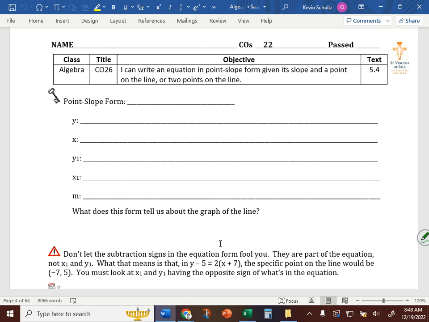We also talked about standard form, which isn't really helpful for graphing. It does come into play later on. We'll get to that in a few units. But that's ax plus by equals c. Today, we're going to talk about another graphical equation called point-slope form.